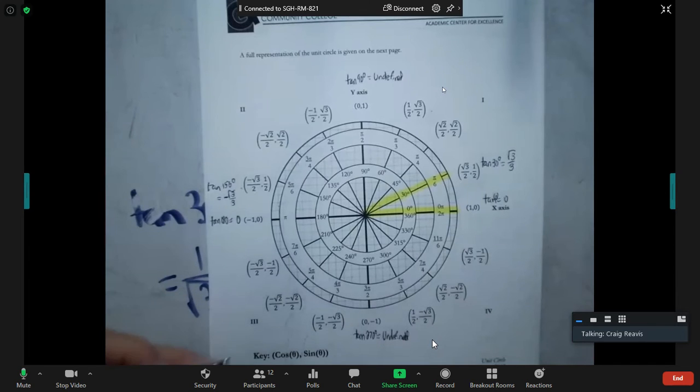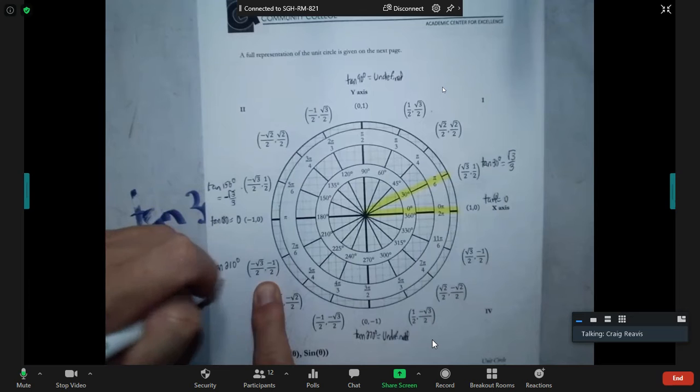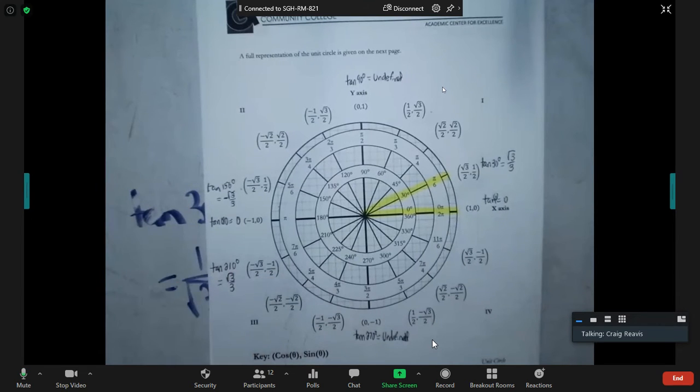So let's go down to quadrant 3. Which angle in quadrant 3 is the reference, or has the same x and y absolute values? Well, 210. So we know the tangent of 210 degrees is going to be square root of 3 over 3, and they're both negative, so we end up with a positive square root of 3 over 3. And then what about the fourth quadrant?